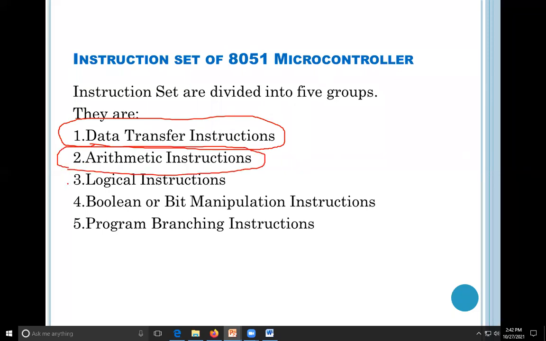Arithmetic instructions, and logical instructions are the same. Which are the logical instructions? AND, OR, XOR are logical instructions. Then there are the boolean and bit instructions, which are different.